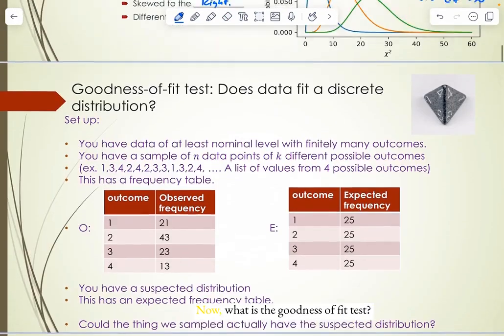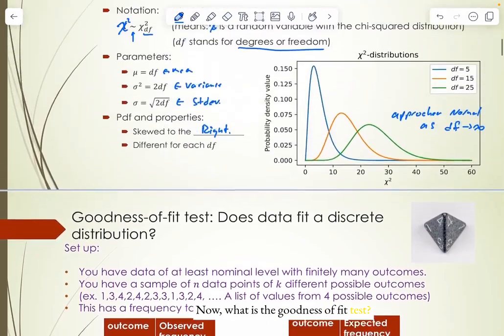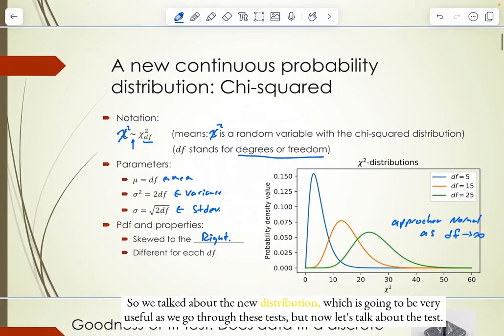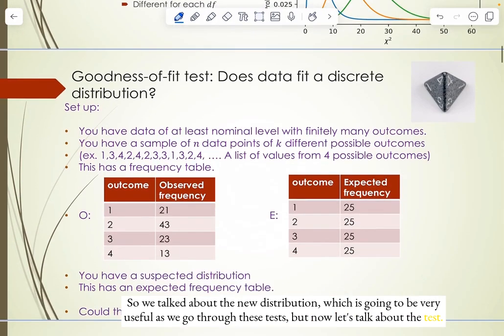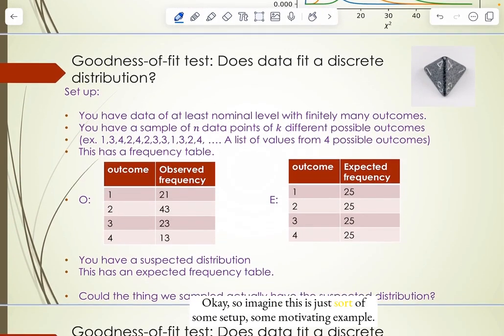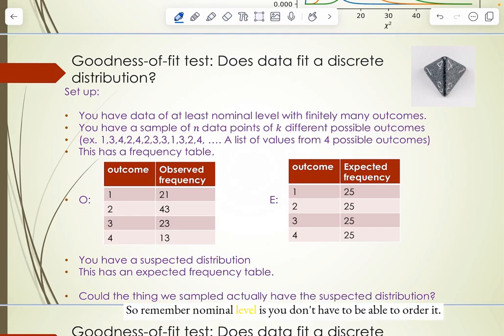All right, now what is the goodness of fit test? So we talked about the new distribution, which is going to be very useful as we go through these tests, but now let's talk about the test. Imagine, as a motivating example, you have data of at least nominal level with finitely many outcomes. Remember, nominal level means you don't have to be able to order it; it could just be categorical. You have a sample of n data points of k different possible outcomes.